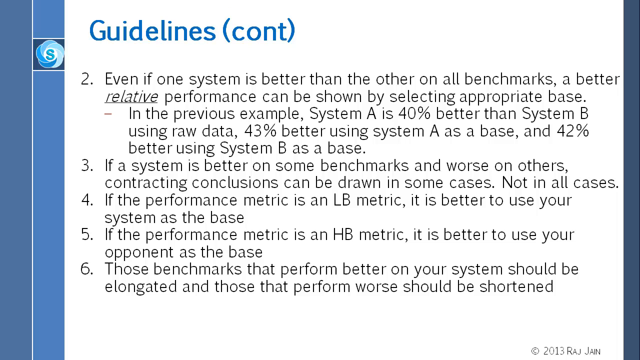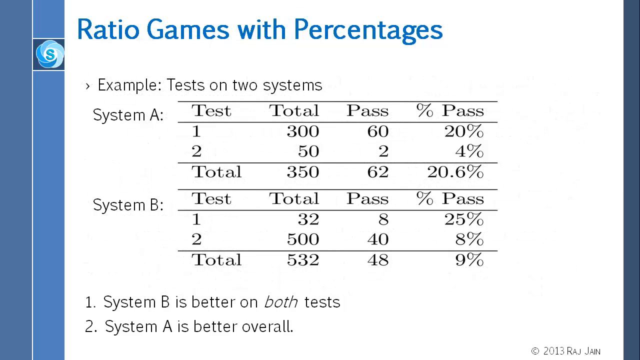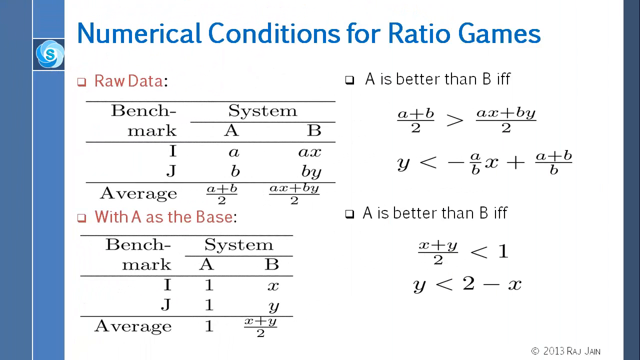This example is exactly that. There are two different tests. It turns out that system B is better in both tests, but by multiplying by different numbers, people could even change the whole conclusion. Now, some little bit of mathematics. This is a mathematics course, so we have to show you mathematically.